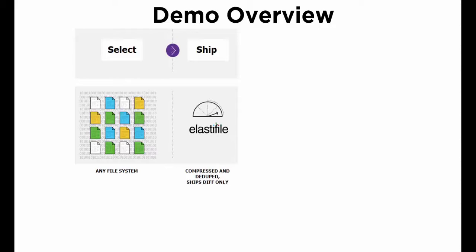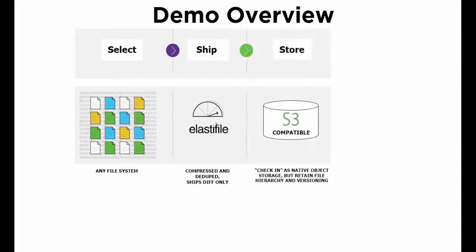data transfer mechanism. When data moves to the cloud, it is stored in cloud-native S3 object format, but retains the original file and directory hierarchy information, along with versioning information. We call this process the check-in process. The data can then remain in an inactive state in cost-effective object storage until needed for active processing.